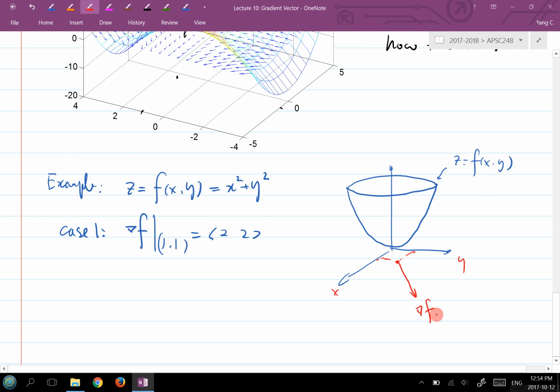The next thing I want to sketch is this. Usually you sketch these two together. So at (1, 1), what's the z value? Plug 1 here, plug 1 here, z equals 2. So if you go up to the surface, here is x, y, z, and the z value corresponds to 2.